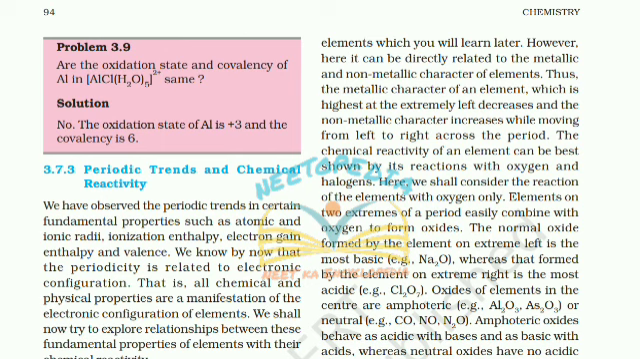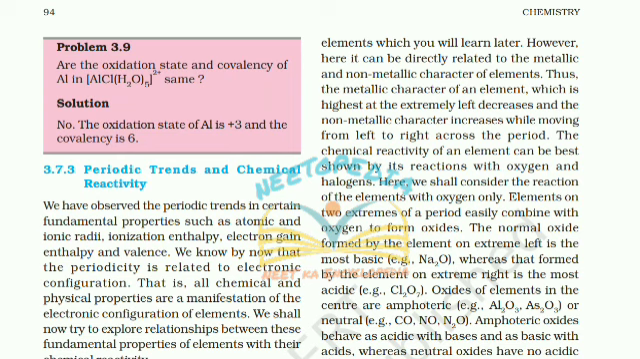The chemical reactivity of an element can be best shown by its reactions with oxygen and halogens. Here we shall consider the reaction of elements with oxygen only. Elements on the two extremes of the period easily combine with oxygen to form oxides. The normal oxide formed by the element on the extreme left is most basic, whereas that formed by the element on the extreme right is most acidic.